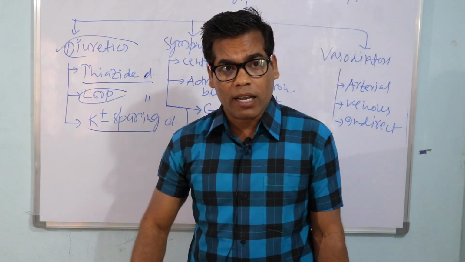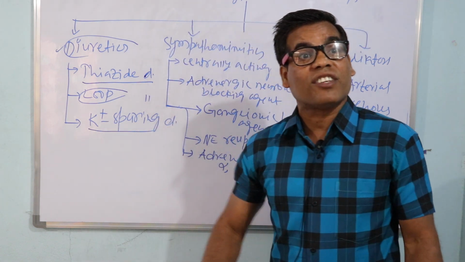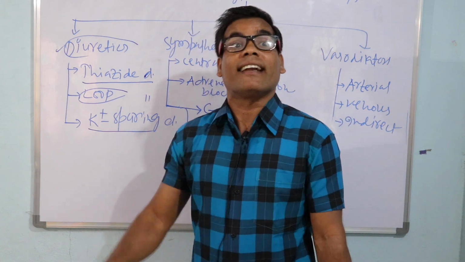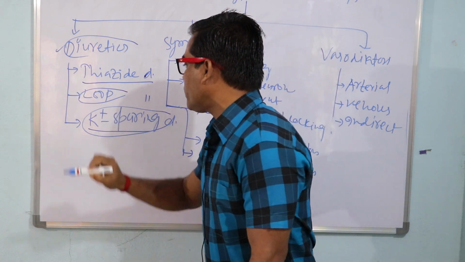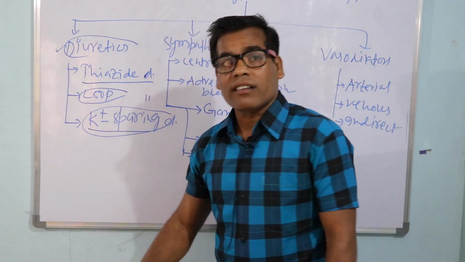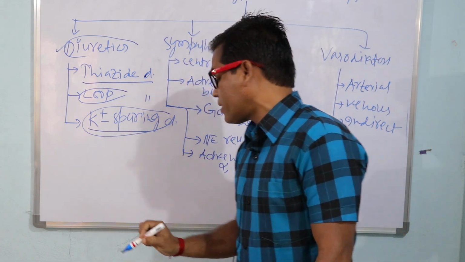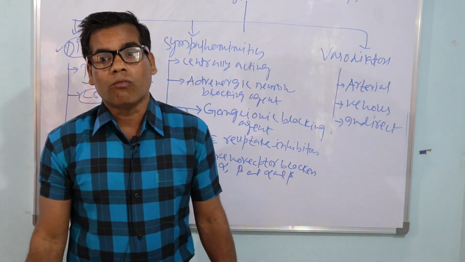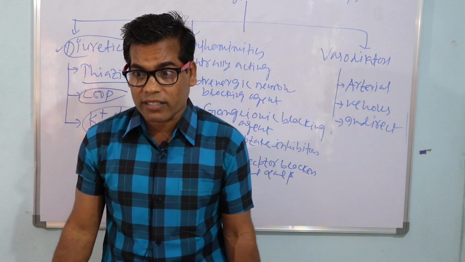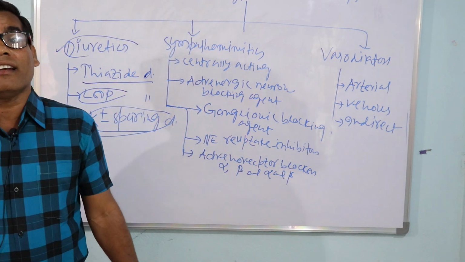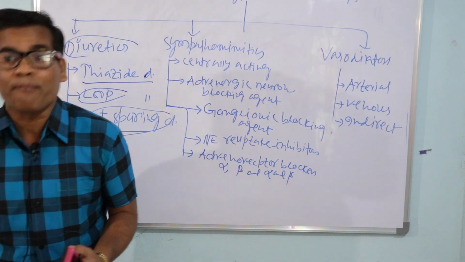Next, go for the potassium sparing diuretics. What does it mean? Potassium sparing diuretics are the diuretics which inhibit the excretion of potassium ion in the urine. Examples: triamterene, amiloride. Then go for the sympathomimetics. What do you mean by sympathomimetics? The drugs which act on the adrenergic receptors are known as sympathomimetics or adrenergic drugs. We can use different types of adrenergic drugs to treat hypertension.